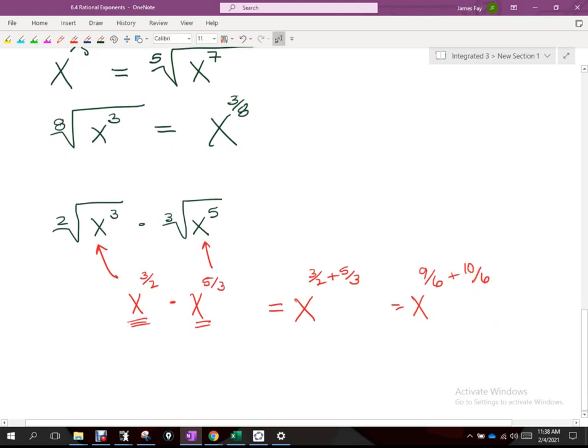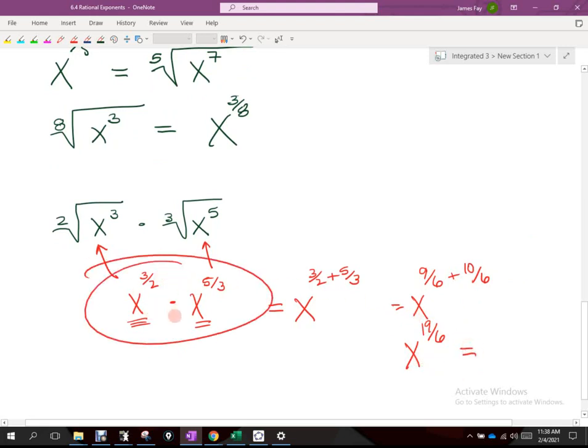So now I can add those. What's 9/6 plus 10/6? 19/6. So that is what these two things multiply together to give me. Let's change this back into a radical. I got to have the x there. What number goes here? The 6. And what number goes here? 19. Does that kind of make sense?